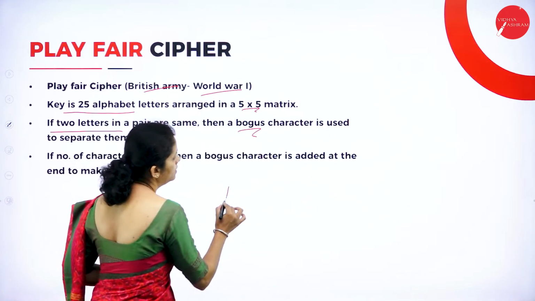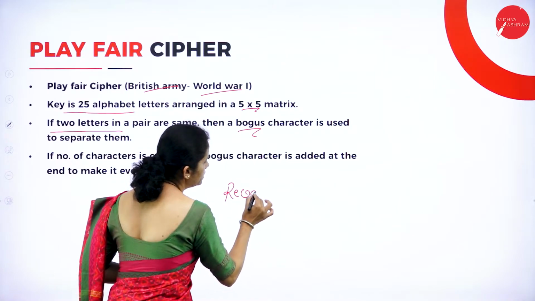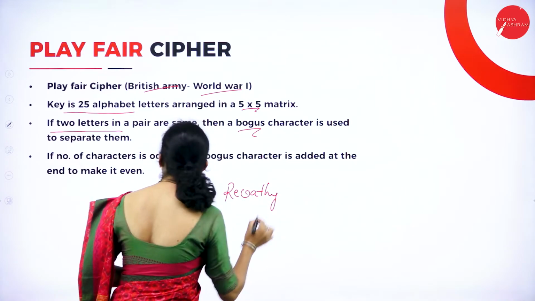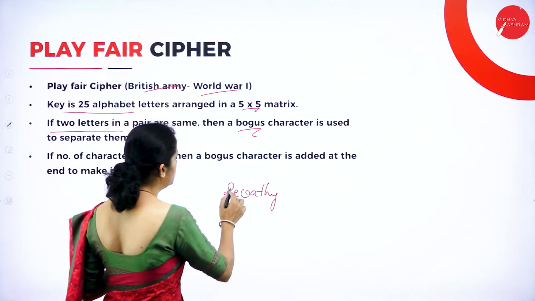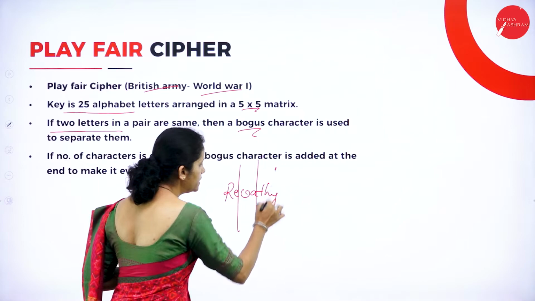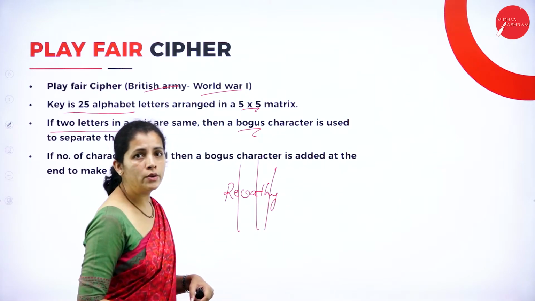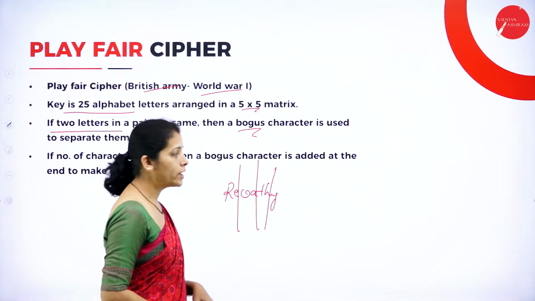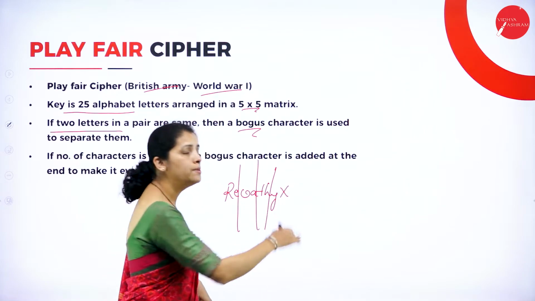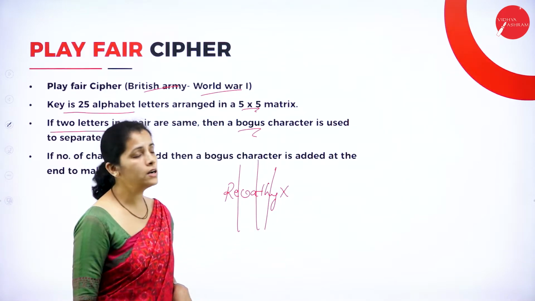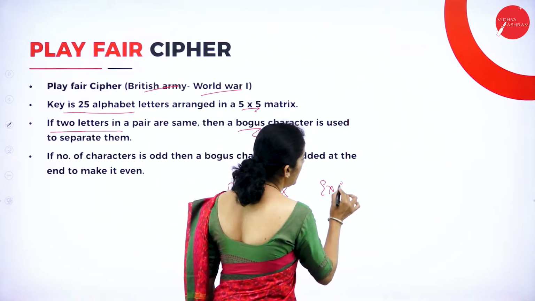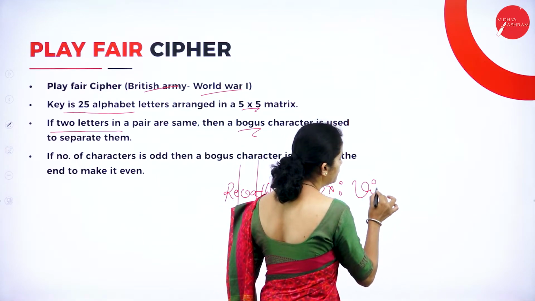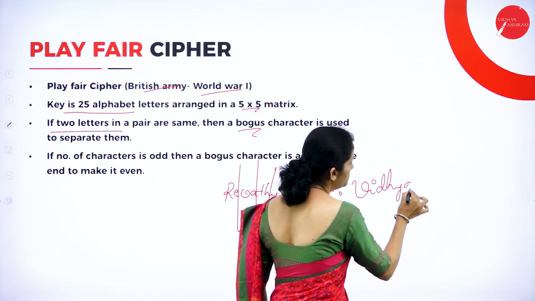For example, I'll write Revati. Okay. Now what I want to do? I want to make a pair. So what I will do? I will divide as it is. See here I'm having only one letter or character. So I'm going to write the bogus character or filler character. And if I consider another example, I'll write Vidhyaashram.